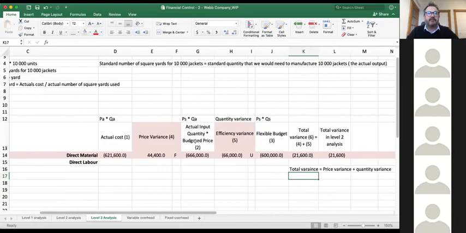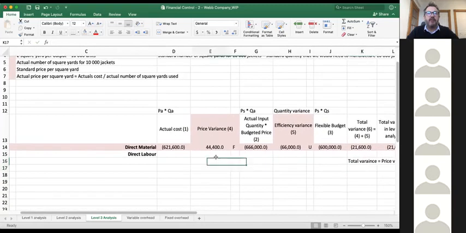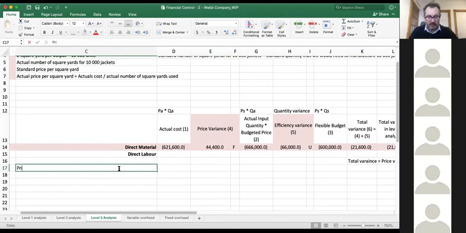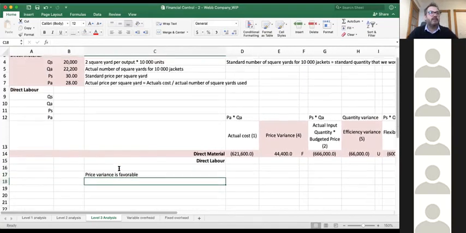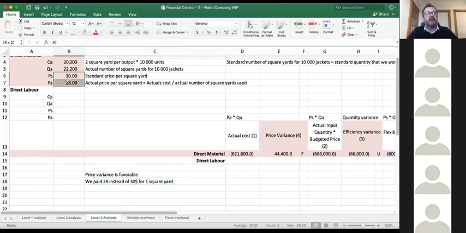So we have a favorable price variance. Okay. So our price variance is favorable. It's favorable. Okay. Because we paid $28 instead of $30 for 1 square yard. Okay. This is what we see here.